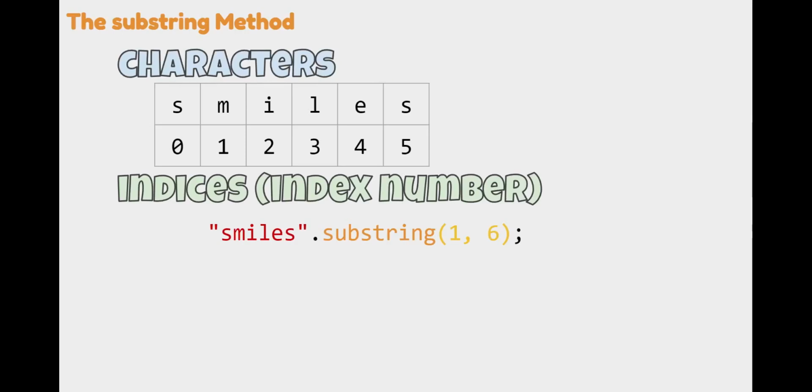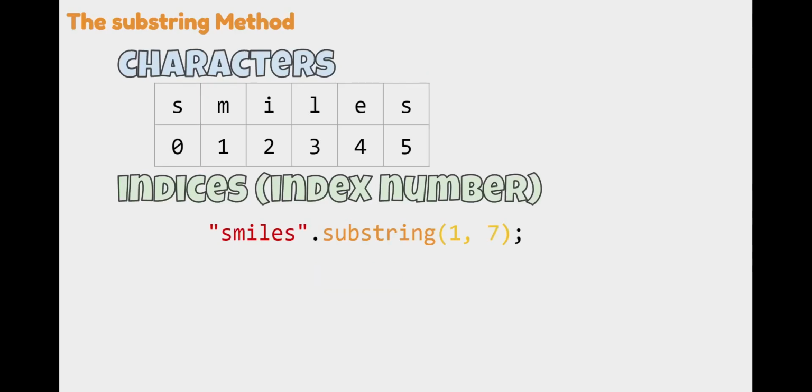If we make a slight change to this and change our actual parameters from 1 and 5 to 1 and 6, what do you think this statement will evaluate to? We know we begin at the 1. Our second parameter is the 6. Now that is exclusive, which means we will stop here right after the 5 because 6 would be the next one. The statement will evaluate to miles. Even though 6 is not one of our indices, this does not cause an error.